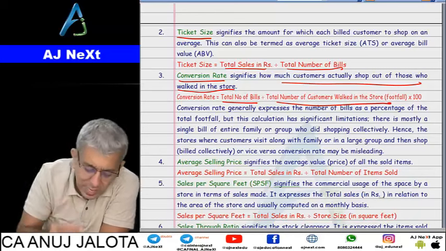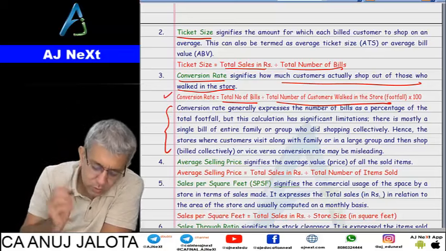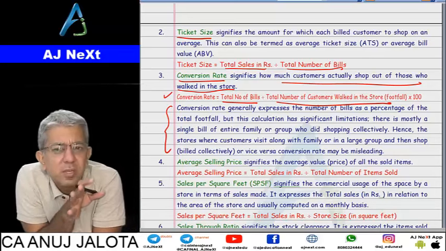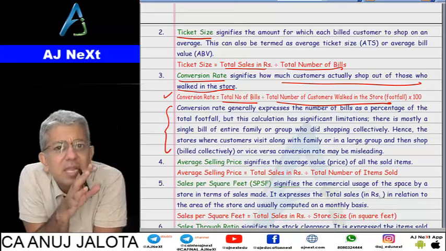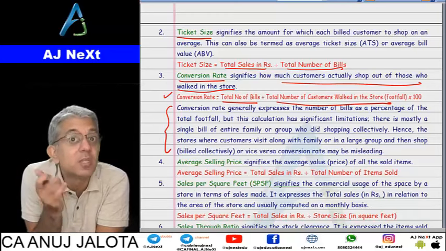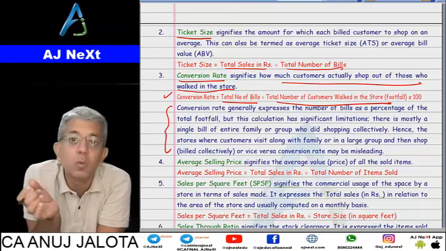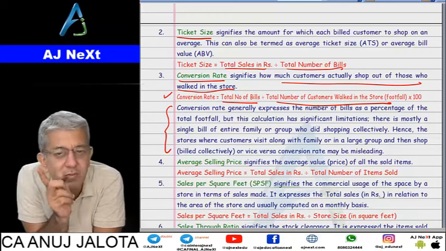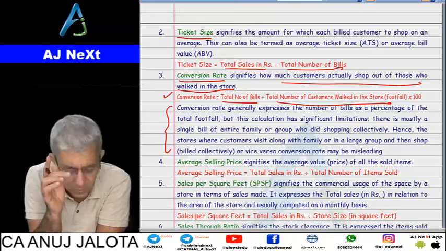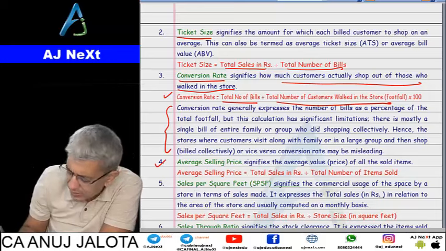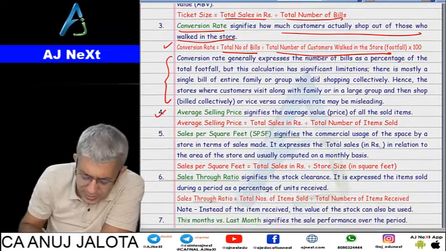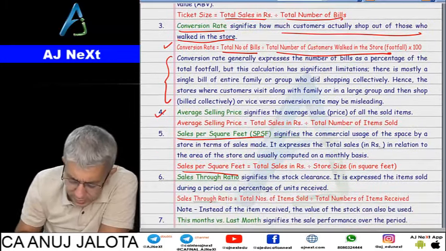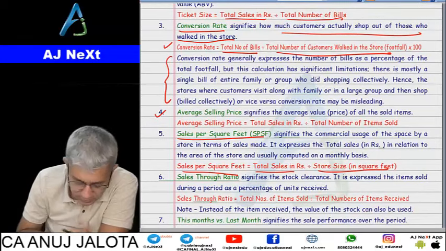So that's okay. Now, this thing I've written a note over here also, whereby I try to be saying that this is not a very great ratio to have. If you want this ratio to become great, you should count all the related people of one single family or of group as one single person. Average selling price. Okay. Sales per square feet I spoke. That is nothing but your total sales divided by the store size.